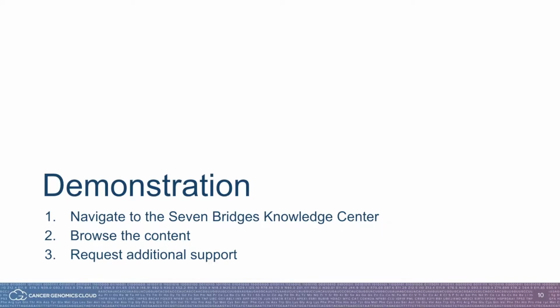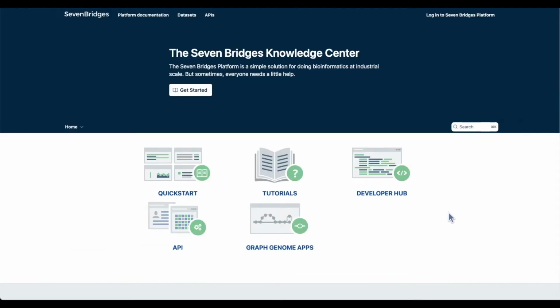To navigate to the Knowledge Center, open a new tab in your browser window and go to docs.sevenbridges.com. Once you've navigated to docs.sevenbridges.com, you'll see a landing page with several options. Here is the Knowledge Center homepage.